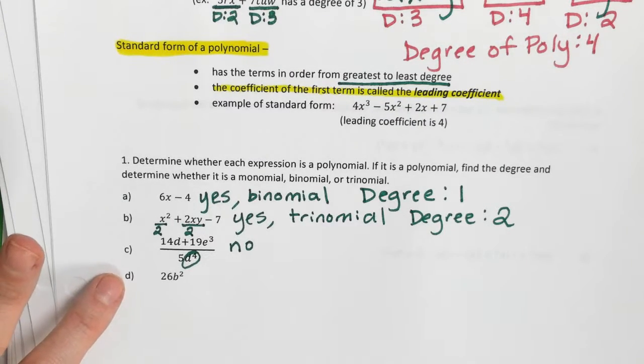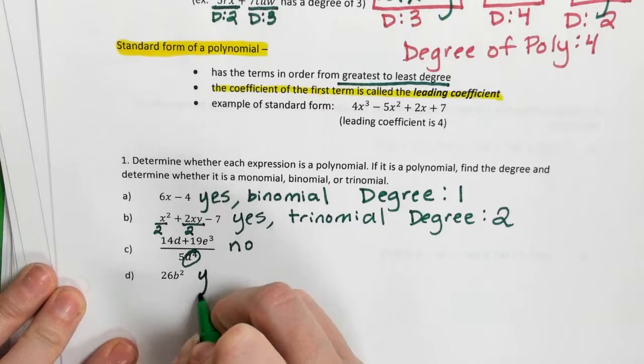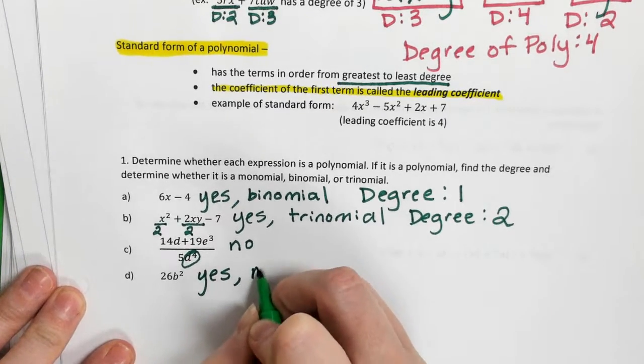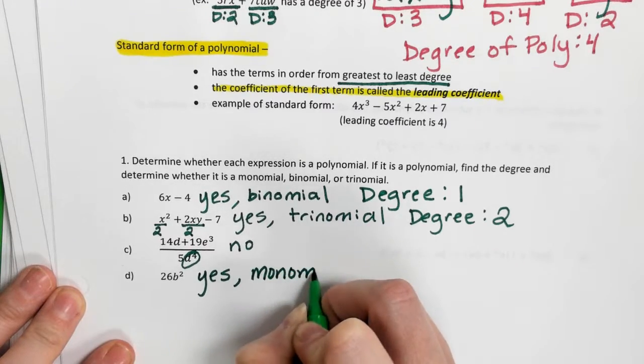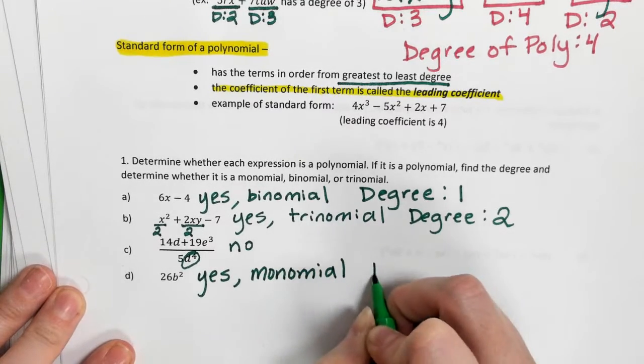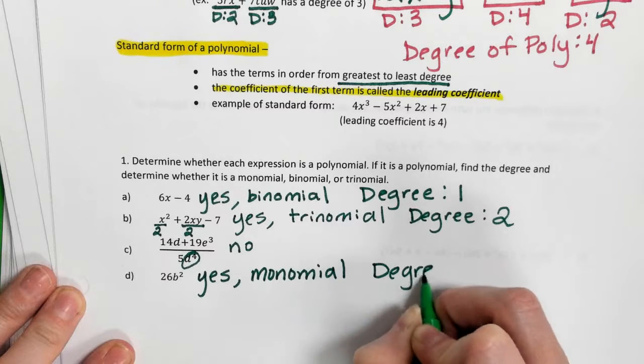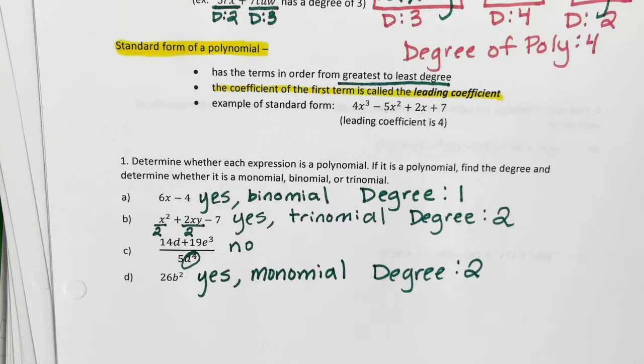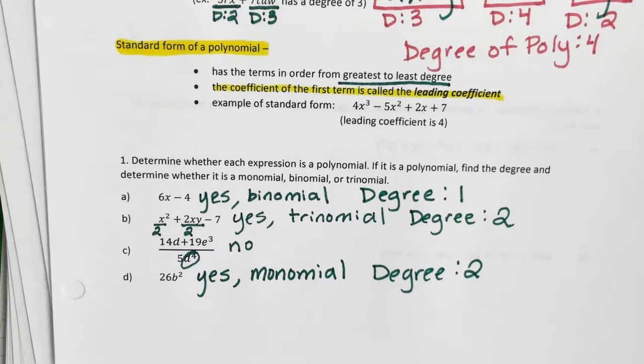And then D. D is yes. And then what kind of polynomial is it? Wait. How is it a... And then the degree is 2. How is it a polynomial? If you look at the top, it says a polynomial is a monomial or the sum of monomials. All right, go to the next page.